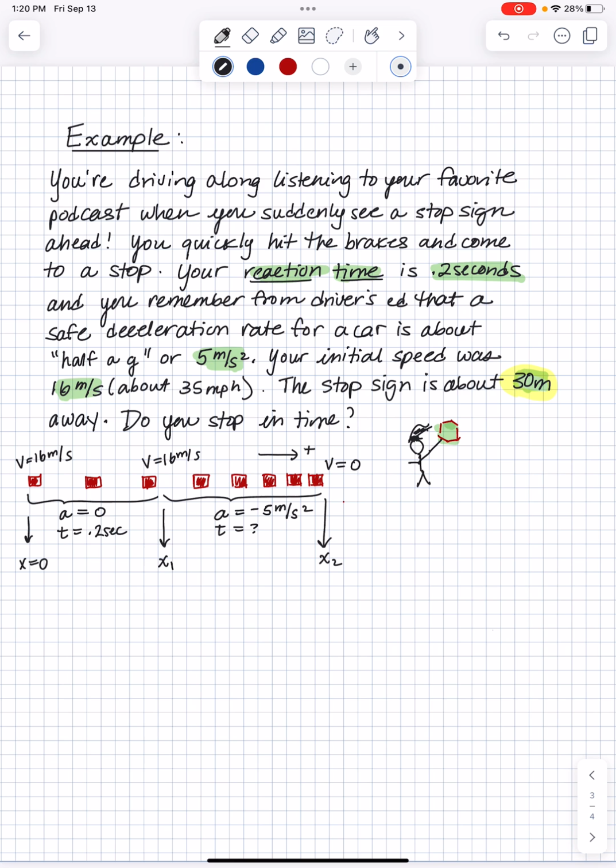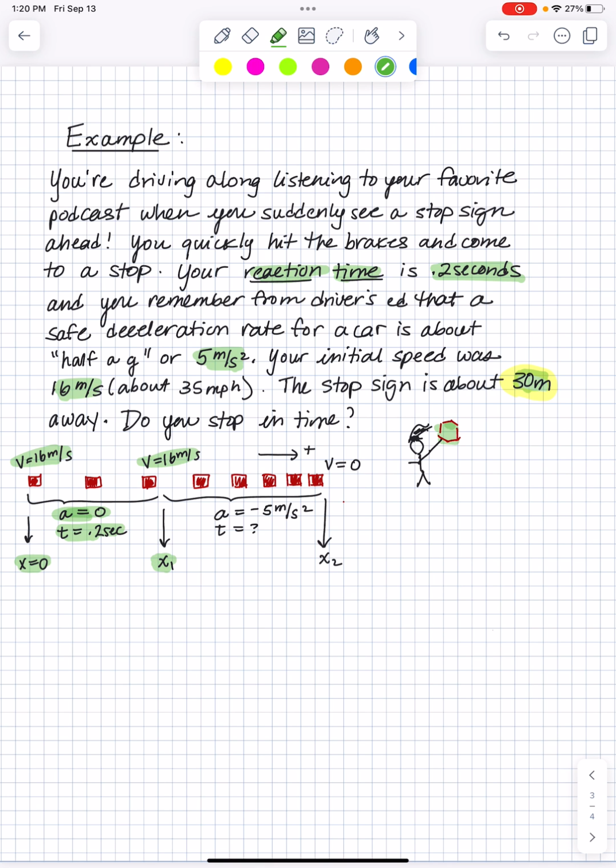Okay, so I've drawn a little motion diagram here, and I just want to go through the elements of how I chose to diagram out this problem. So first of all, I drew a little coordinate system. I said the origin is where I'm starting. After 0.2 seconds, I'm starting with a velocity of 16 meters per second, with no acceleration, because remember in that first part, I'm not doing anything, even though I think I am. My foot is just hovering in midair while my brain is communicating to it to push the brake pedal. So I'm still at a speed of 16 meters per second after that, at an unknown position x1.